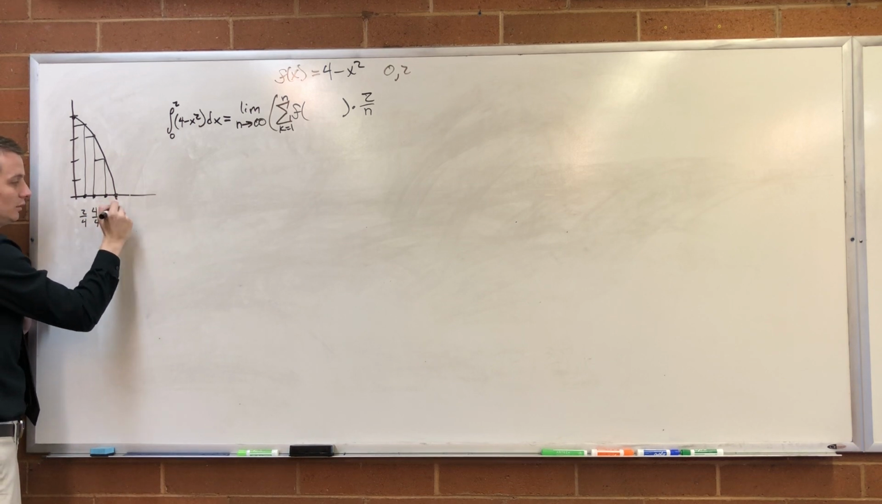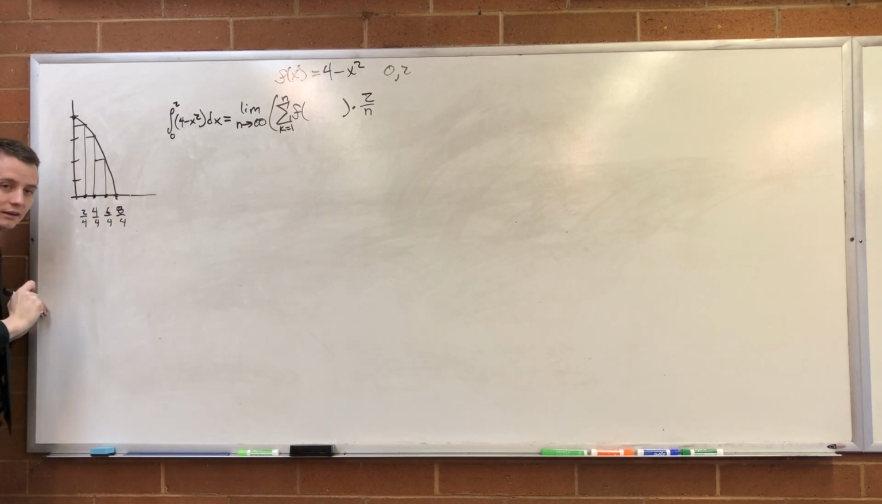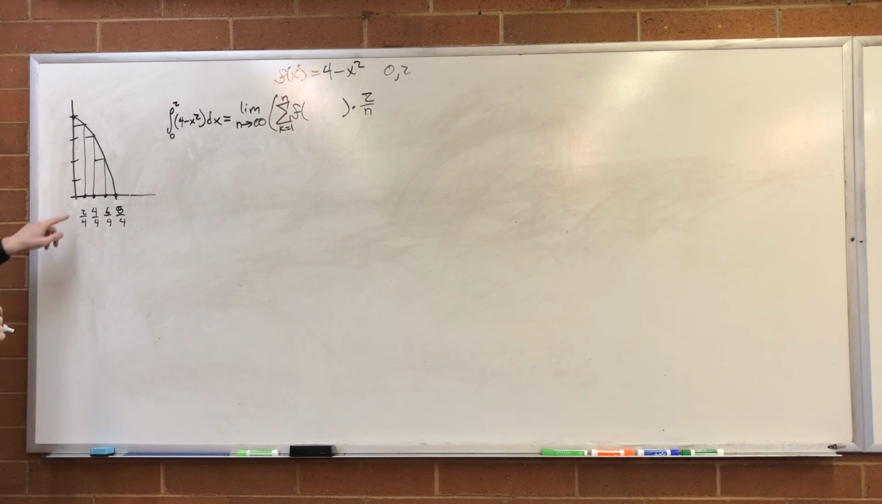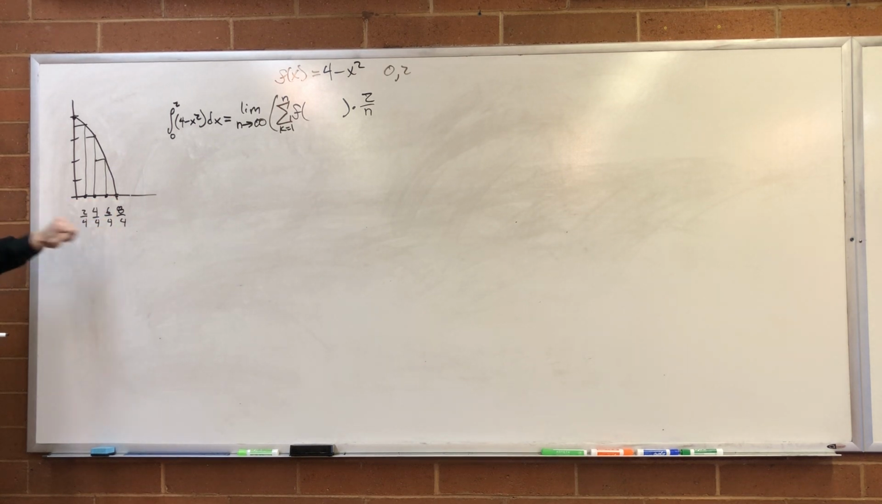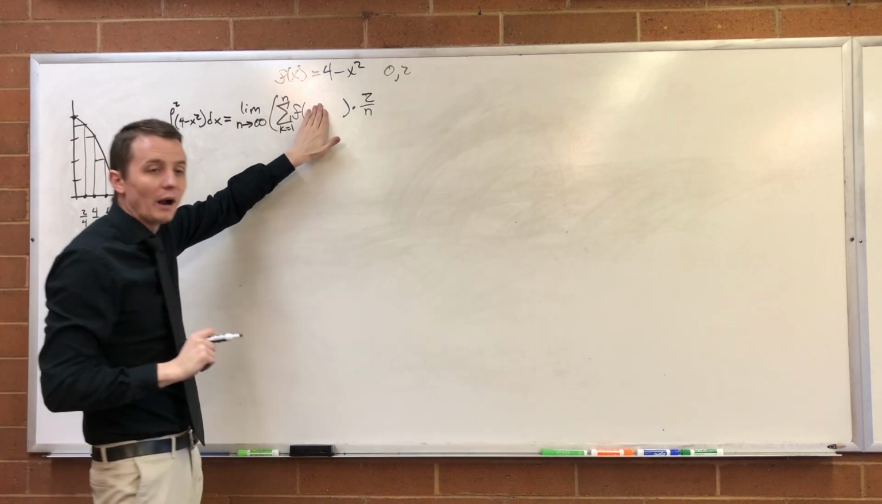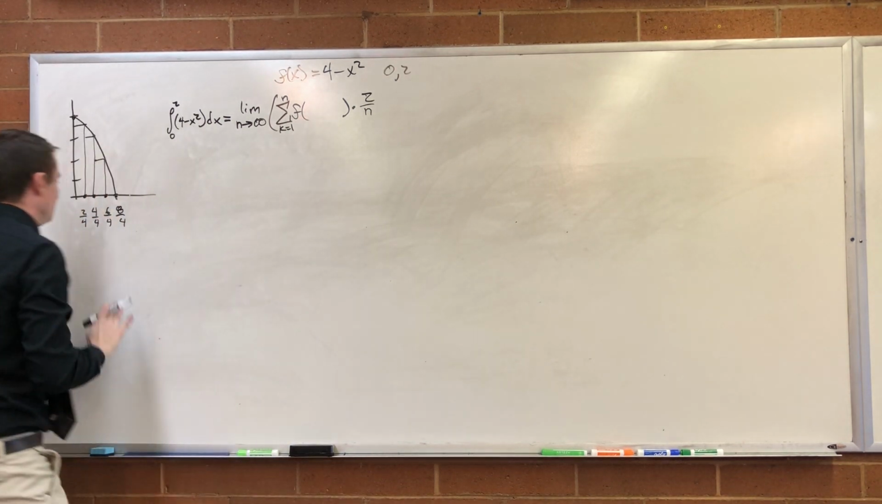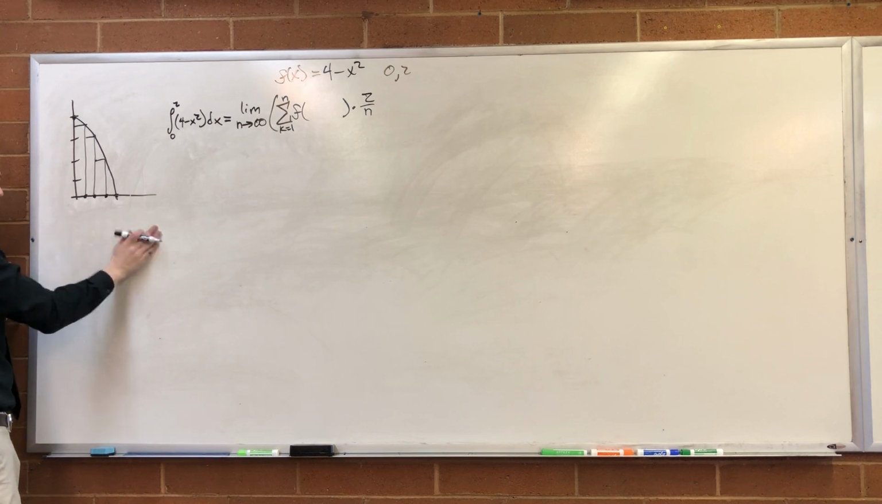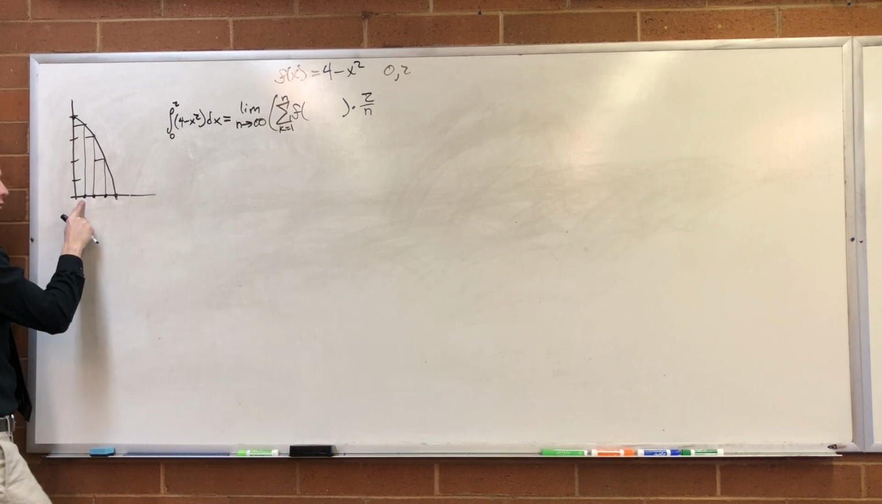8/4. So for my first rectangle, it's 2/4. For my second rectangle, it's 4/4. For my third rectangle, 6/4. For my fourth rectangle, 8/4. So in general, what's the right-hand point going to be if we divide this into n pieces? Pretend I divide this into n pieces. What's my first point going to be?